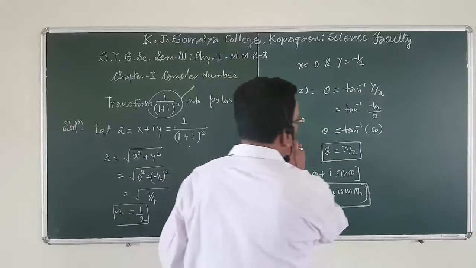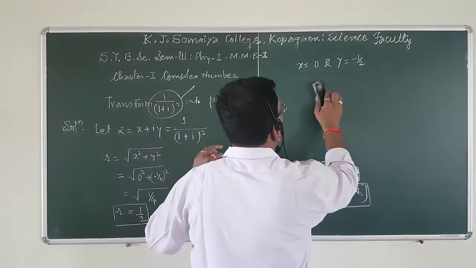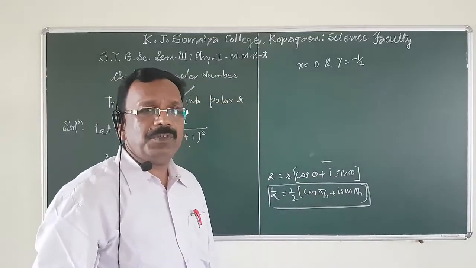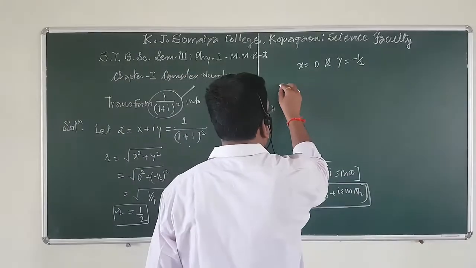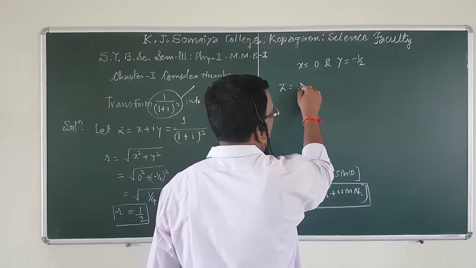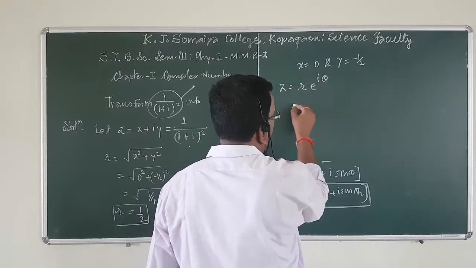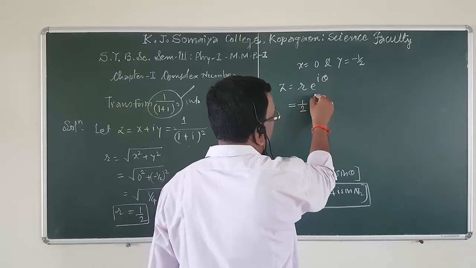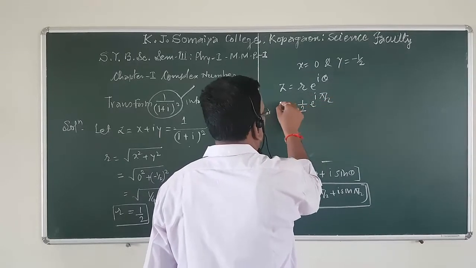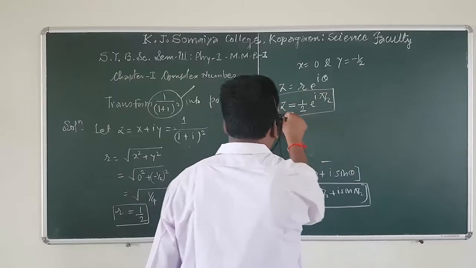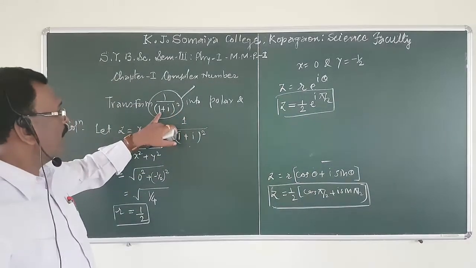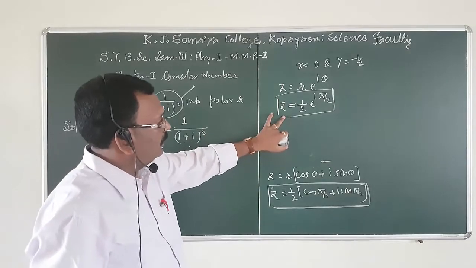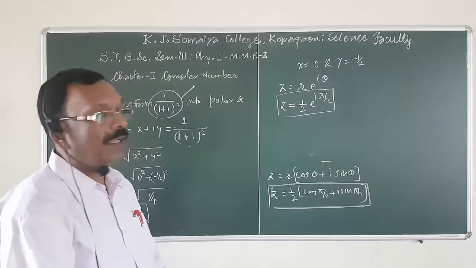Now, the exponential form of this complex number. We know that a complex number in exponential form can be represented like this: z is equal to r e raised to i theta. Again, substitute the values of r and theta. Value of r is 1/2 and e raised to i pi by 2. Therefore, this complex number, that means 1 upon (1 plus i) whole square, in exponential form is z is equal to 1/2 e raised to i pi by 2.